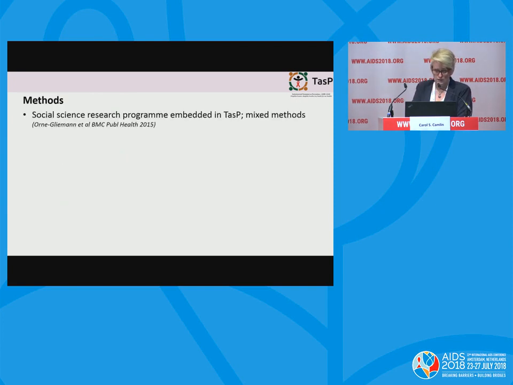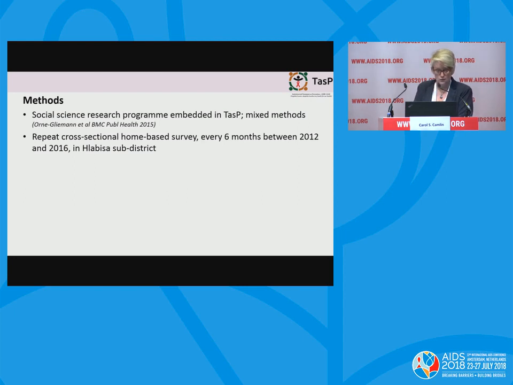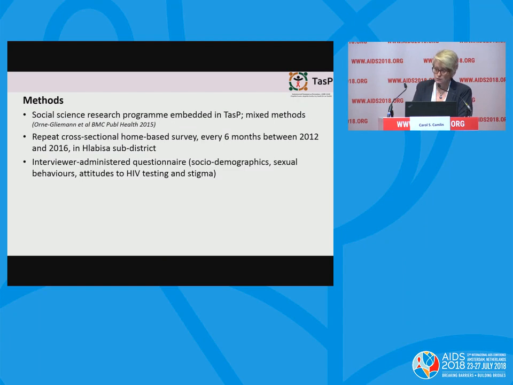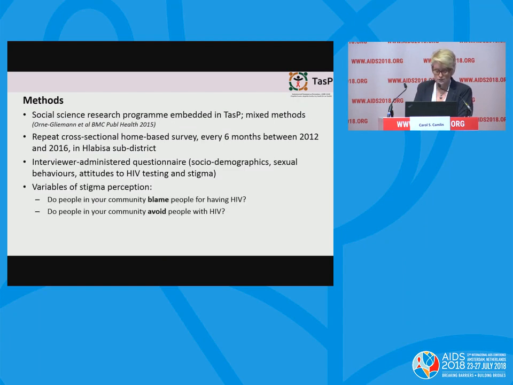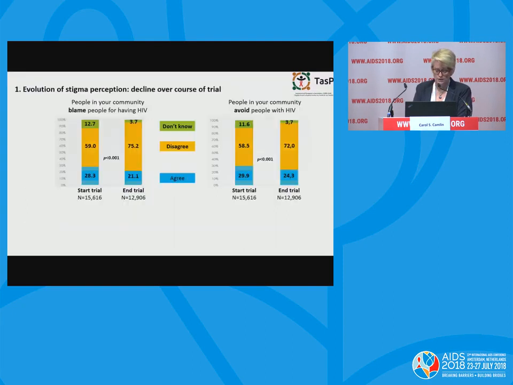They used a broad social science program involving mixed methods, including repeated home-based surveys every 6 months, interviewer-administered questionnaires. The main variables of stigma perception were these. Do people in your community blame people for having HIV/AIDS? Do people in your community avoid people with HIV? The start of the trial was mid-2012 and the end was June 2016.